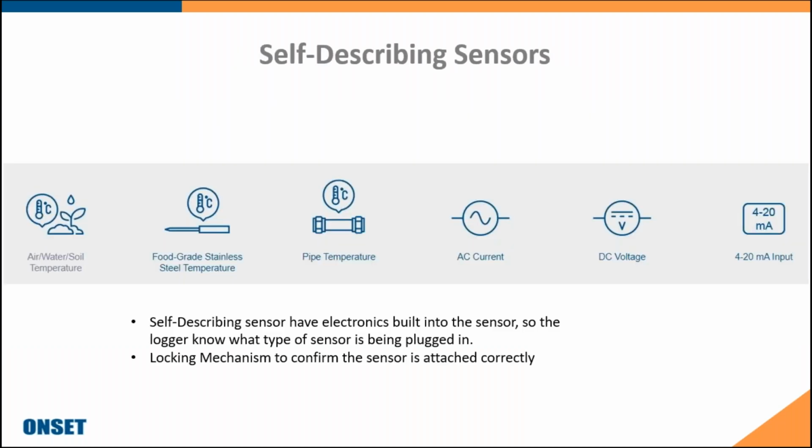Another improvement to our MX1100 series data loggers is that we do have self-describing sensors for these now. Basically what that means is we have electronics built into the sensor. So when you plug it into the data logger and connect to the data logger through the app, the data logger is going to automatically recognize what type of sensor that is. So whether it's a temperature sensor, one of our food-grade stainless steel sensors, current sensor, or voltage sensor, it's basically just some time-saving steps during the configuration process.